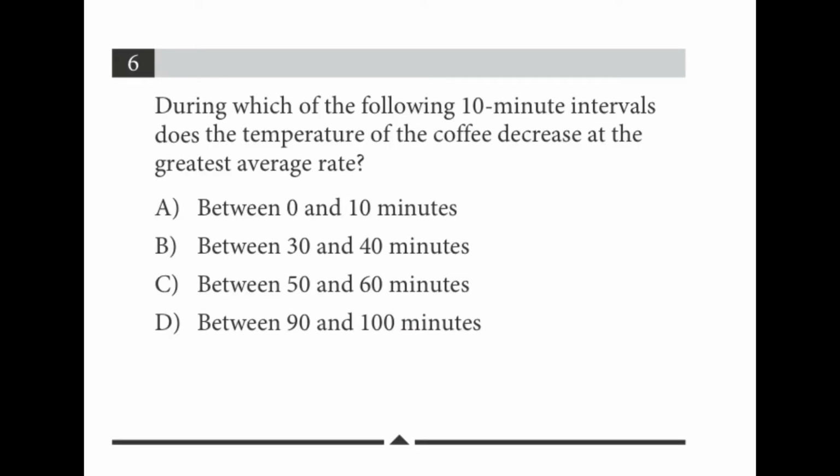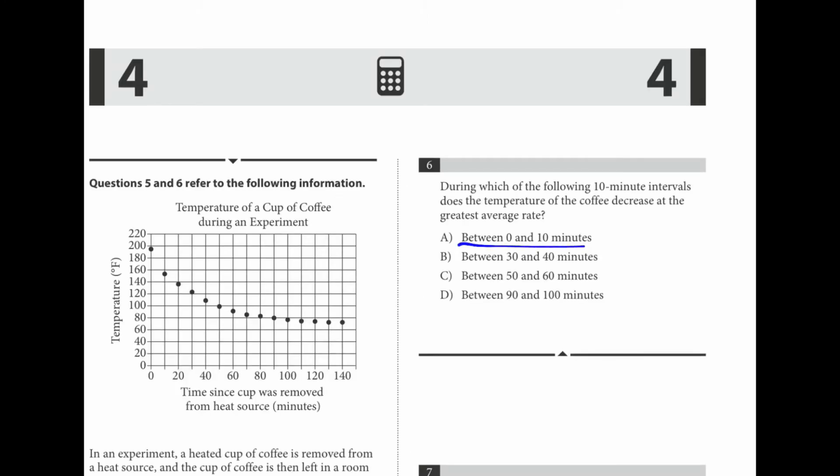6. During which of the following 10-minute intervals does the temperature decrease at the greatest average rate? So there's 4 choices here. Between 0 and 10, which is this drop. Between 30 and 40, here. Between 50 and 60. Or between 90 and 100. And the blue line has the steepest incline. It's the greatest average drop.